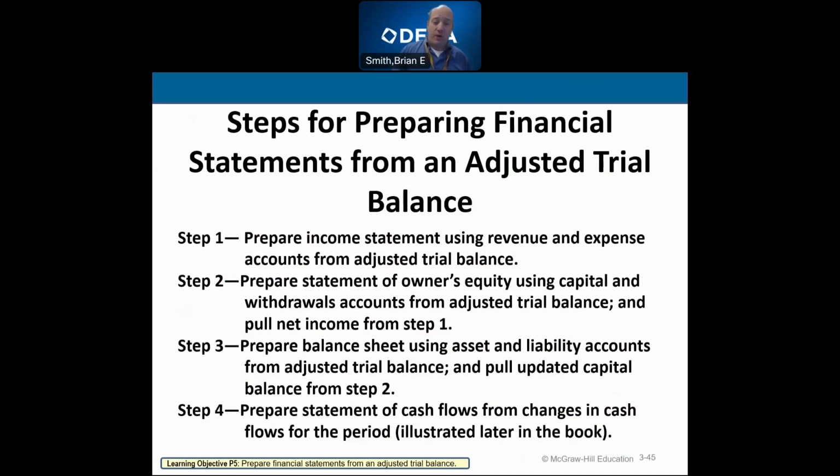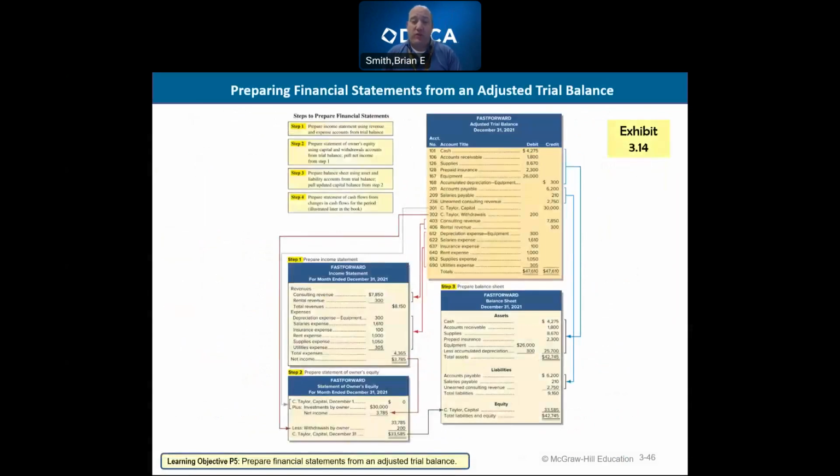All right. So steps for preparing the financial statements from an adjusted trial balance. I've already gone over that. So if you have any questions, let me know. Here's how you do it. You can pause this slide and spend your time looking at it. It's important to realize how it's all made from this. So pause this if you need to really internalize this.